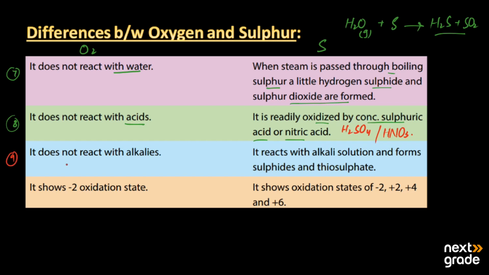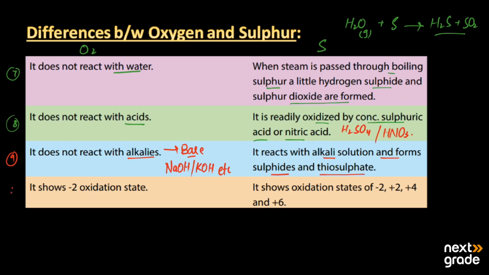The ninth difference: oxygen does not react with alkalis. Alkalis are basically bases in nature, so it does not react with them, like sodium hydroxide, potassium hydroxide, etc. But on the other hand, sulfur does react with alkali solutions and forms sulfides and thiosulfate solutions.